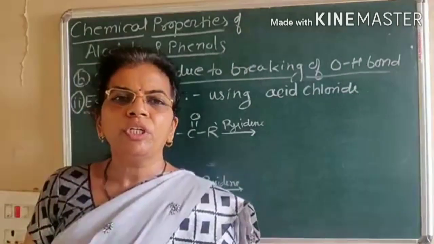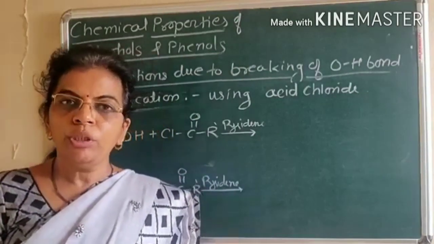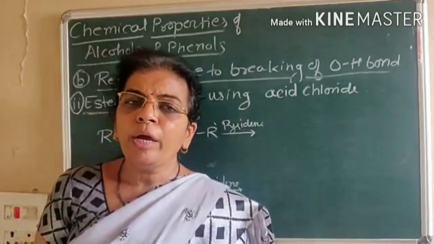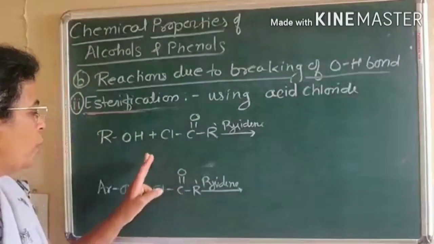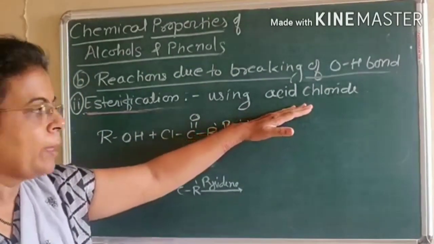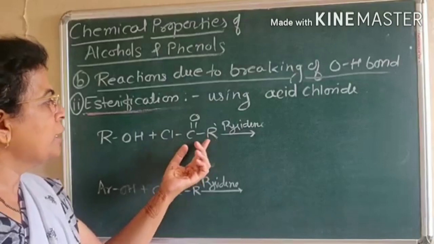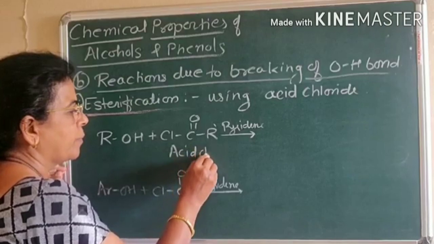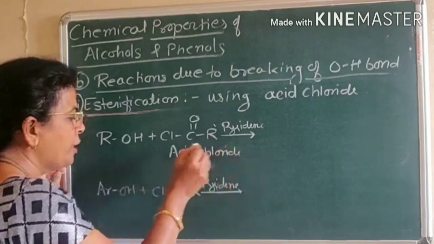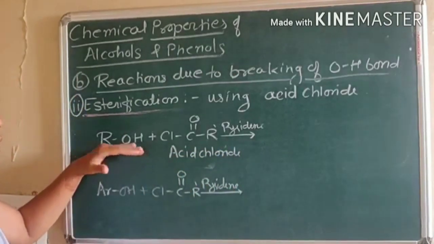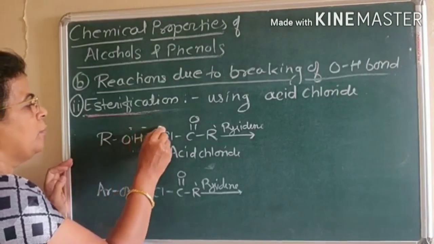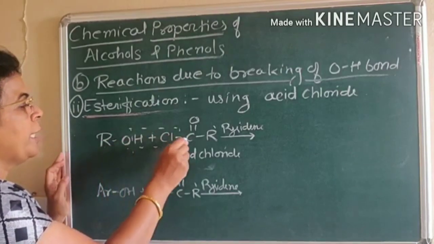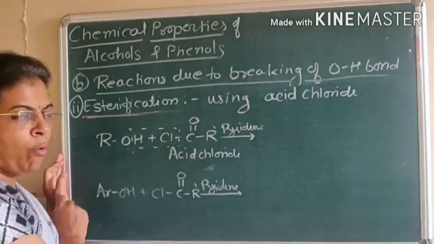We have seen esterification of alcohols and phenols by using carboxylic acid, then by using acid anhydride. Now we are going to see the esterification of alcohol by using acid chloride. The structure of acid chloride is R C double bond O Cl. This compound is acid chloride. Now when this acid chloride is treated with alcohol, simple removal of HCl takes place, and the RO group gets attached to this carbonyl group to form ester.